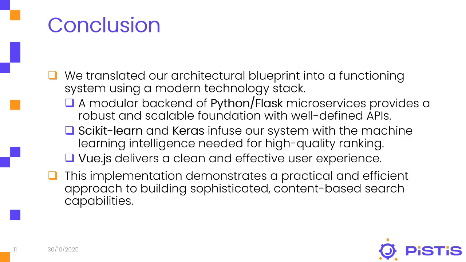We successfully translated our architectural blueprint into a real functioning system using a modern technology stack. A modular backend of Python and Flask microservices provides a robust and scalable foundation with well-defined APIs. Scikit-learn and Keras infuse our system with the machine learning intelligence needed for high-quality ranking. And Vue.js delivers a clean and effective user experience. This implementation demonstrates a practical and efficient approach to building sophisticated, content-based search capabilities.